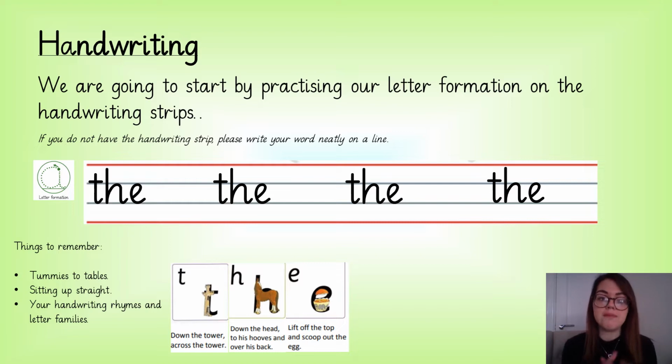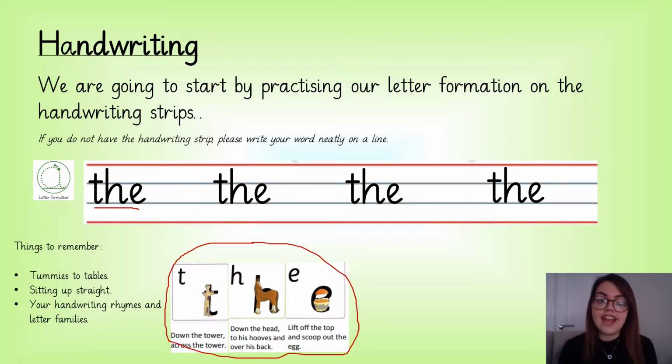Now, some things to remember when we do our handwriting. Our tummies need to touch the table and our backs need to touch the back of our chair so that we're sitting up nice and straight. You might want to remember your handwriting rhymes and letter families. So our word today is the word the. There it is on our screen. And the letter rhymes are written down here. They're to help you with writing the letters for the word the today.